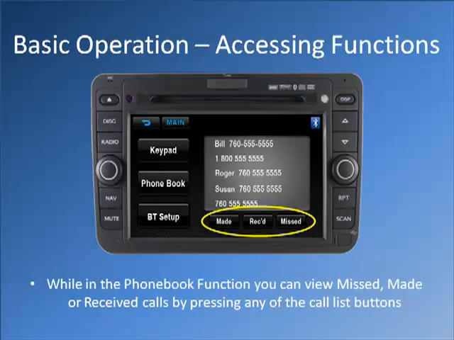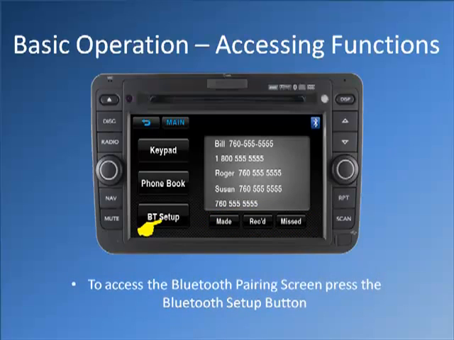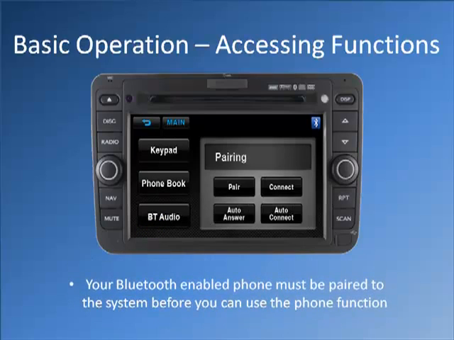While in the phone book function, you can view missed, made, or received calls by pressing any of the call list buttons. To access the Bluetooth pairing screen, press the Bluetooth setup button. Your Bluetooth-enabled phone must be paired to the system before you can use the phone function.